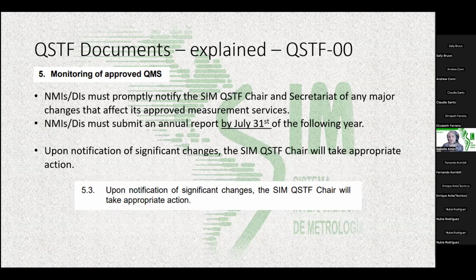Upon notification of those changes, either through the year with a notification from an institute that there is something affecting their services, or by analyzing all the annual reports submitted, the chair can take appropriate action. Those are rare occasions, but this is a possibility that can happen depending on the information that is being received.